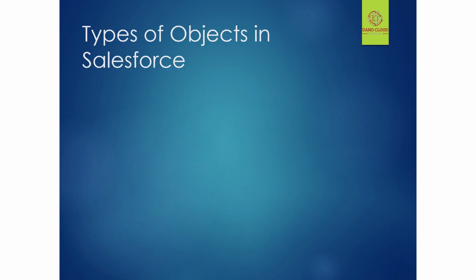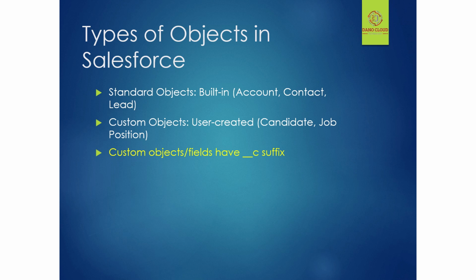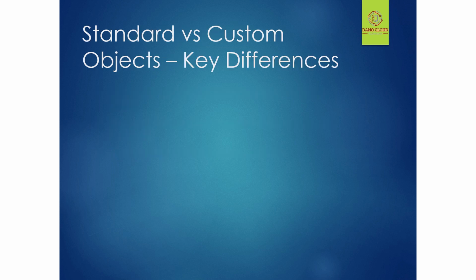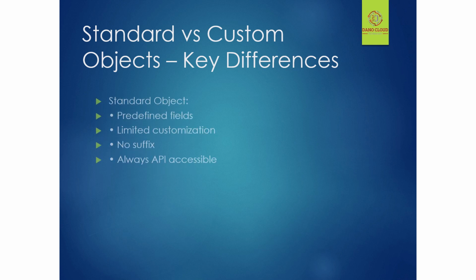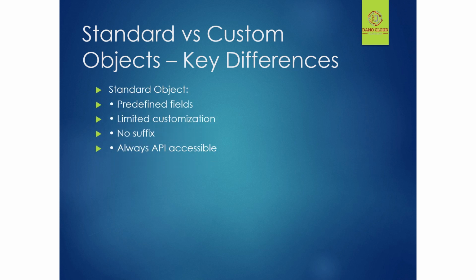In Salesforce, we work with two types of objects, basically the standard objects and custom objects. Standard objects like account, contact, and lead are pre-built and ready to use. Custom objects like candidates or job positions, we design from scratch to match unique business needs. And here's a pro tip: a custom object always ends with the double underscore c suffix. Standard objects come with fixed fields. They are reliable but less flexible.